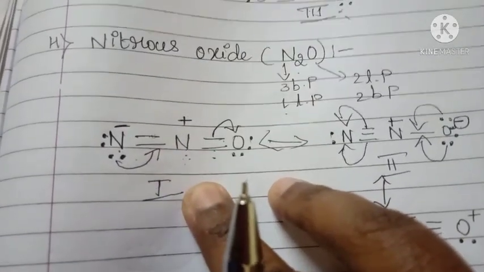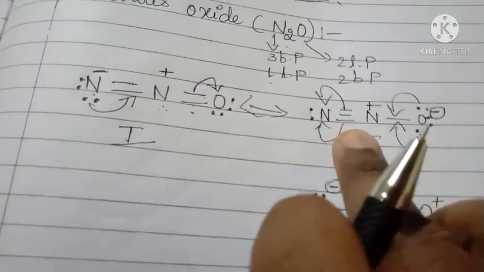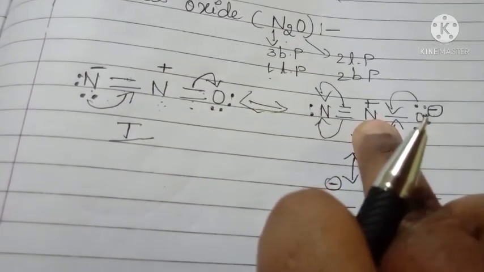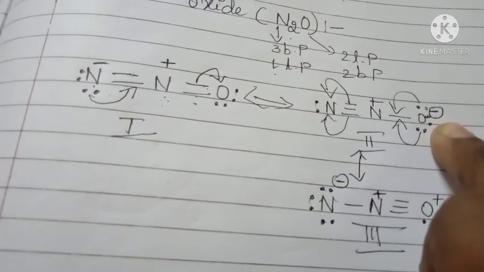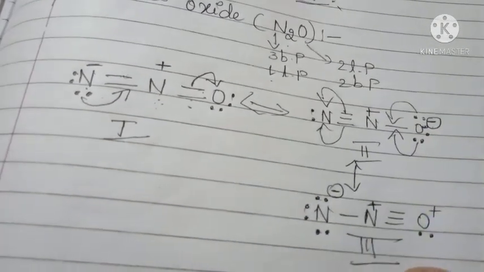This is the resonating structure you have to observe here, and here this carries a positive charge because it donates an electron. The oxygen carries a negative charge because it accepts an electron.